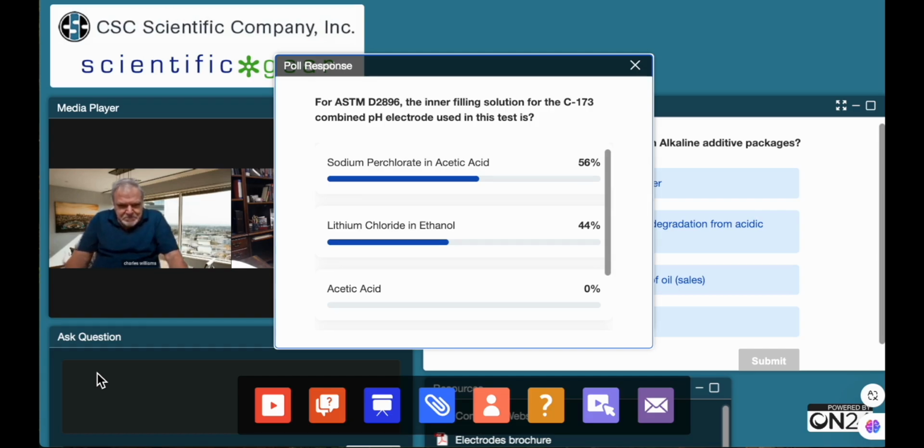Next question. Why are lube oils treated with alkaline additive packages? A, to allow oil to flow better. B, to protect the oils from degradation from acidic compounds. C, to increase price value of oil sales. Or D, none of the above. Why are they treated with alkaline additive packages?